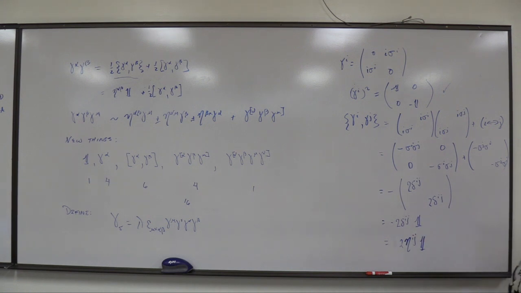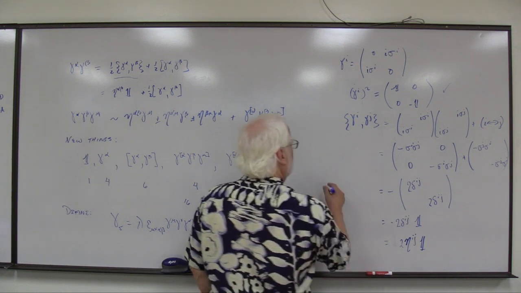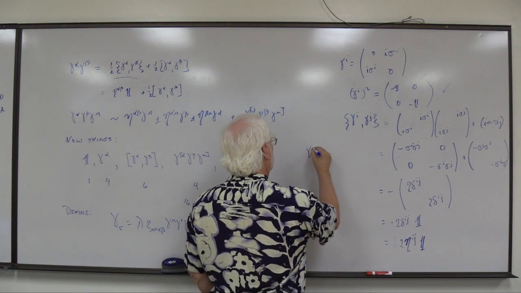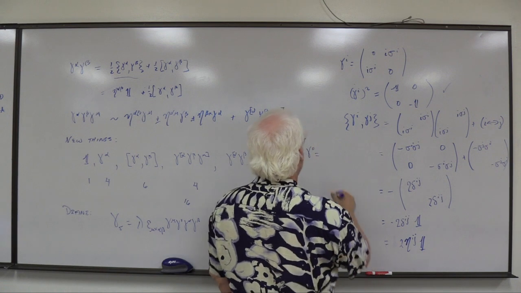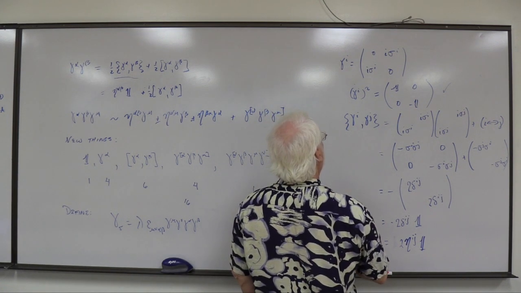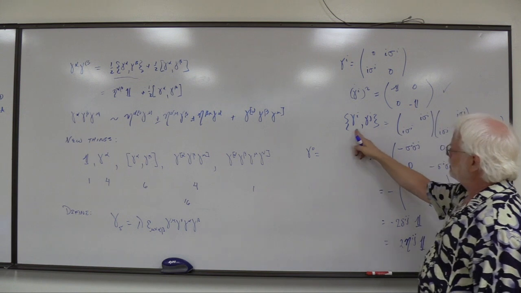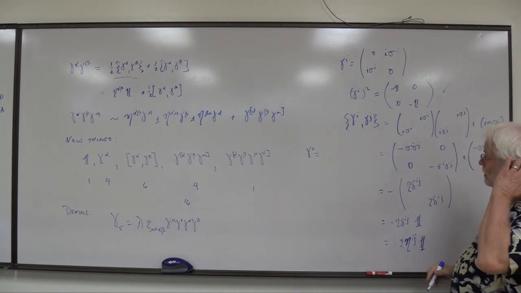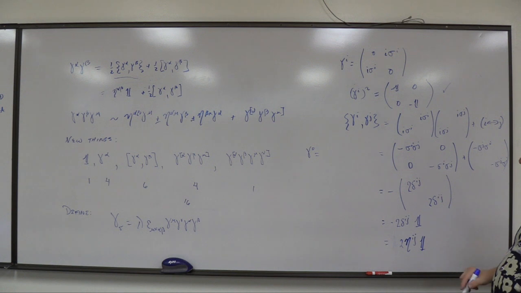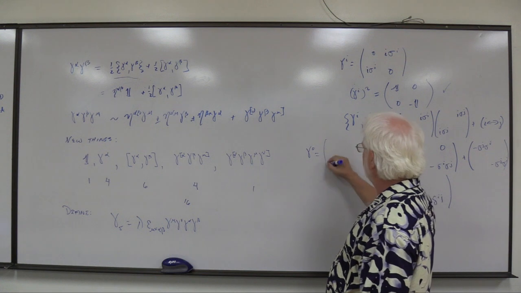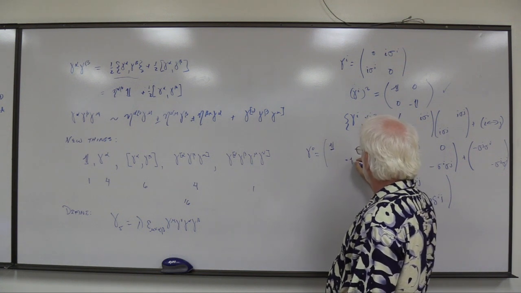Okay, so now we just need one more. Let's try something like gamma zero is, what's going to work here? All right, gamma zero needs to be zero with these three spatial ones. And let's see, we should be able to make it Hermitian. Let me think what's going to work here. If I have minus that, plus that. Yeah, I think we can get away with something like 1 and minus 1 here.